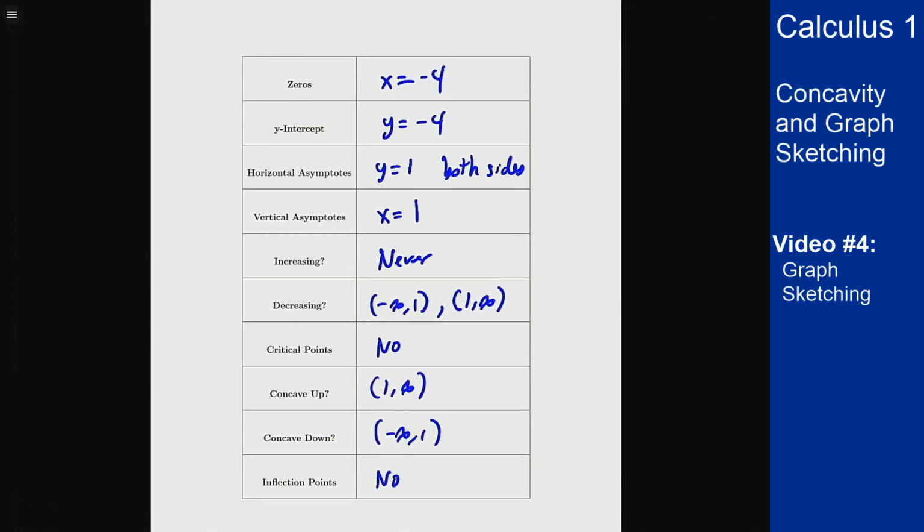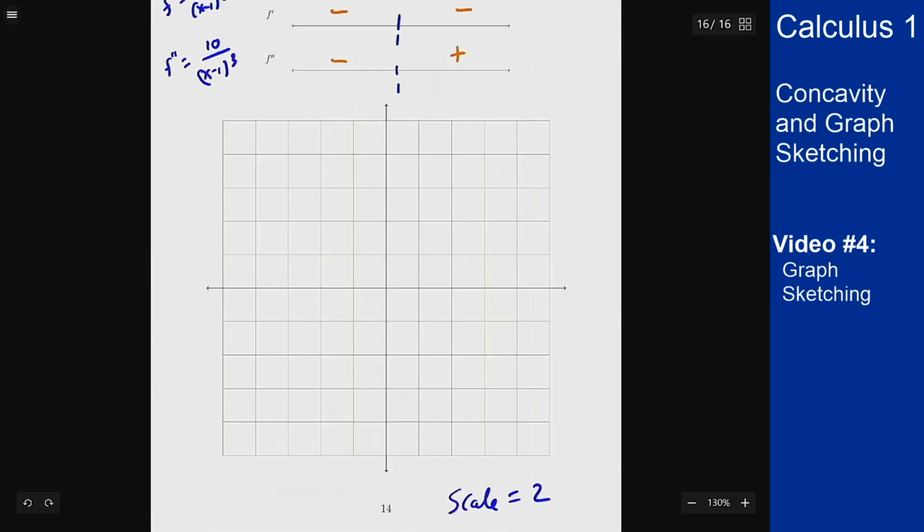Now we're going to sketch the graph. I'm going to use a scale of 2 for this to make sure everything fits. So now I have my y-intercept at minus 4, and my root also at minus 4. I have an asymptote at x equals 1, and I have horizontal asymptotes at y equals 1 on both sides.